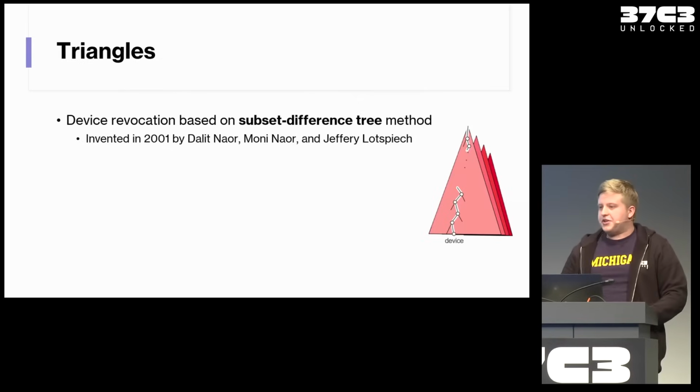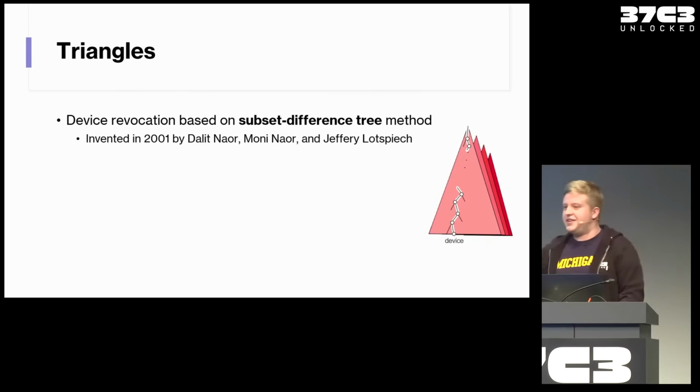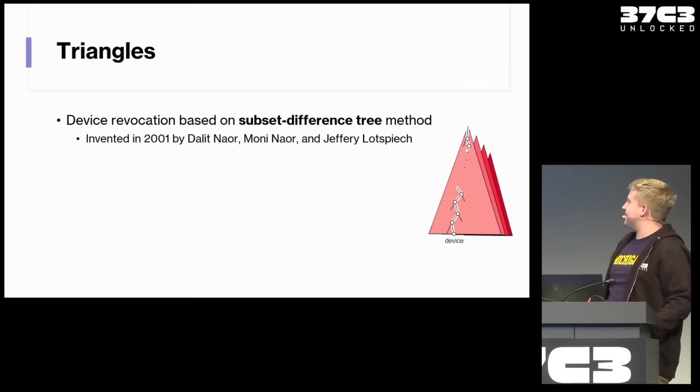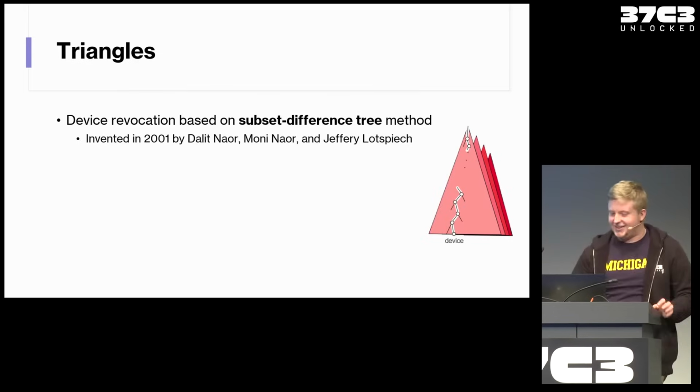The way the actual revocation model works is also quite mathematically complex, but it's based on something called a subset difference tree method, and it was invented in 2001, and that is the official diagram that they give in the white paper, which you might see is not that helpful. We've definitely spent a lot of time staring at that, trying to make heads or tails of it.